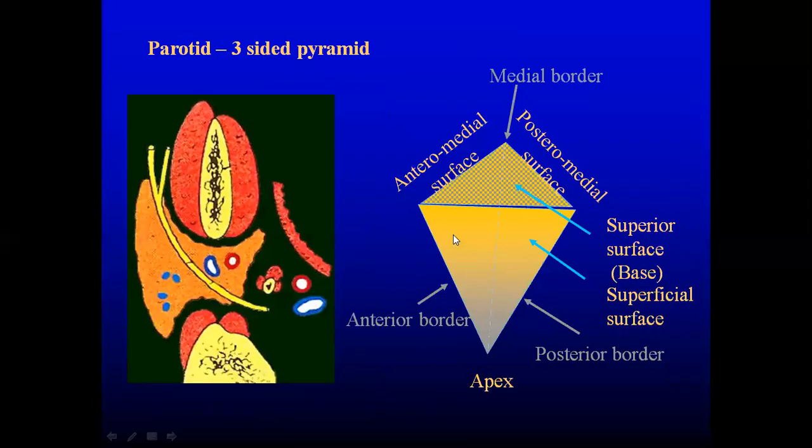So it has basically an anterior border, a posterior border, and on the medial aspect, we have the medial border. Between the anterior and medial border, we have the anteromedial surface. Between the medial border and posterior border, we have the superficial surface. And the other surface, between the anterior and posterior border on the medial side, is the posteromedial surface.